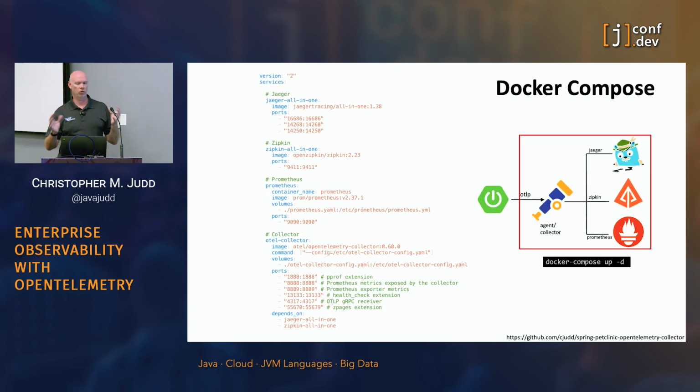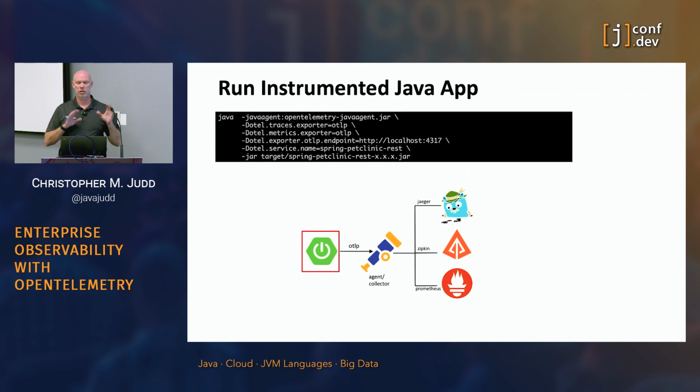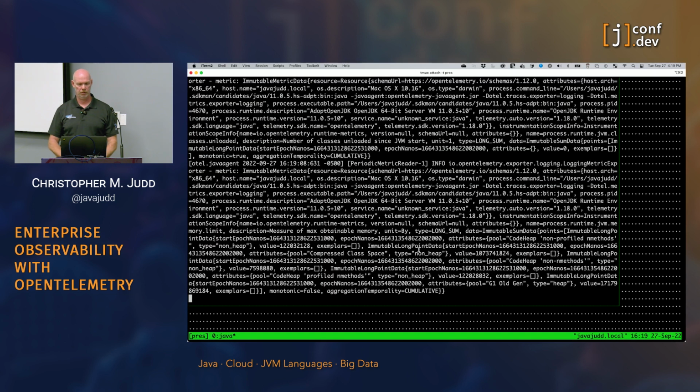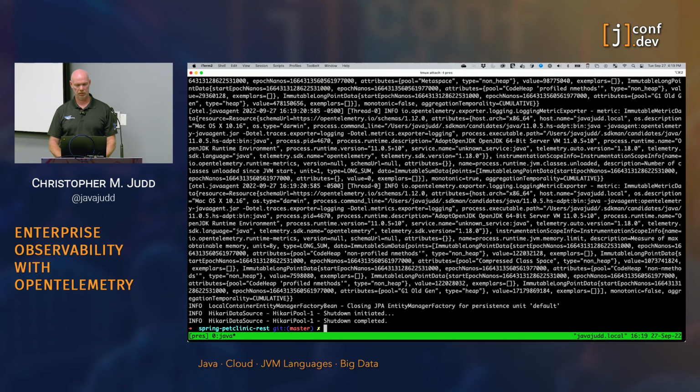So what I've done here locally is I do have a Docker Compose file that is standing up Jaeger, Zipkin, Prometheus, and the collector that is loading that YAML file there. And I did a Docker Compose up, and these 4 things are now running on my laptop. And now I'm going to run the Spring Boot application slightly differently. So I'm going to stop this.